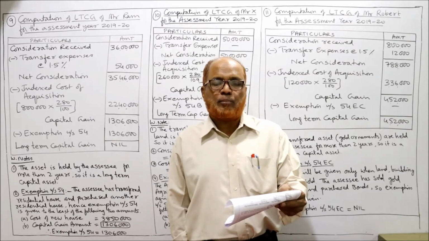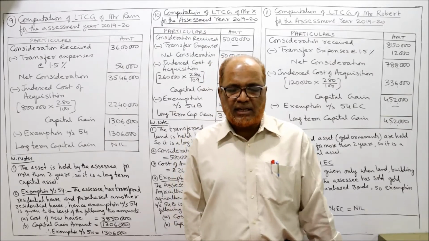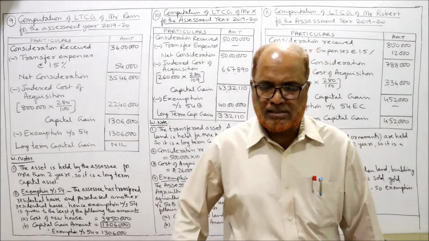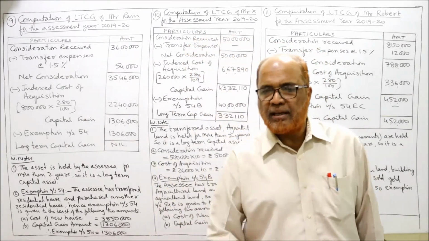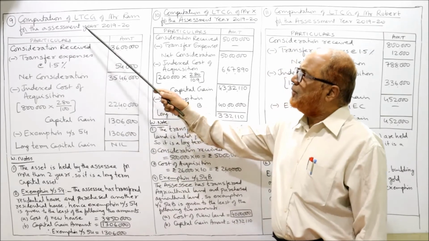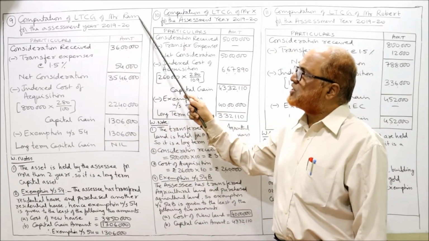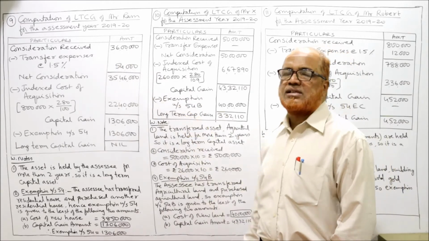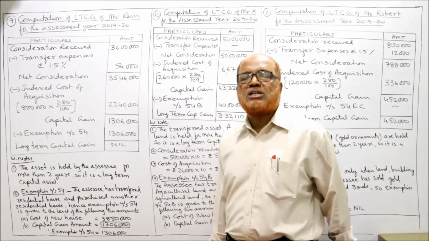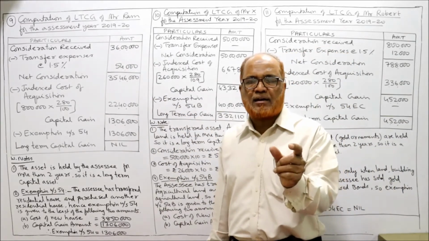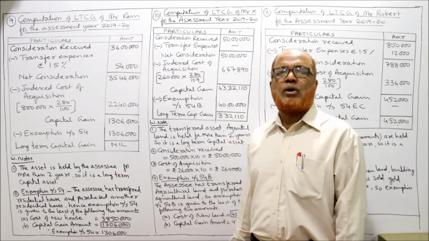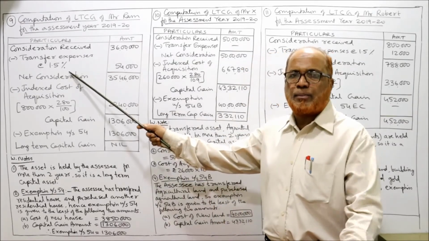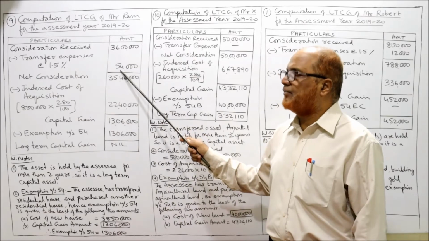Selling expenses are 1.5%. Calculate income from capital gain. That's it. This is the problem. Now see carefully. Computation of LTCG of Mr. Ram for the assessment year. Consideration received 36 lakh. He has sold the residential house for rupees 36 lakh. Transfer expenses 1.5%, it is given in the problem, 1.5% of 36 lakh, 54,000.